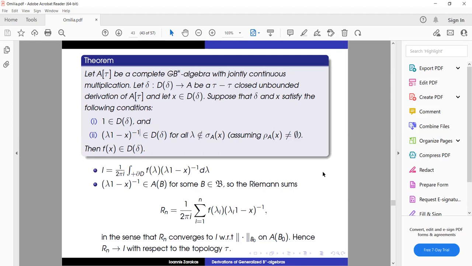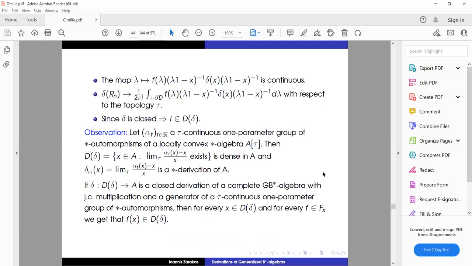I have written some bullets to give us an idea of how we did that. I'm going to keep them for the time being.